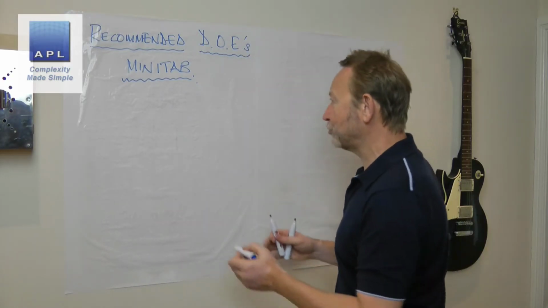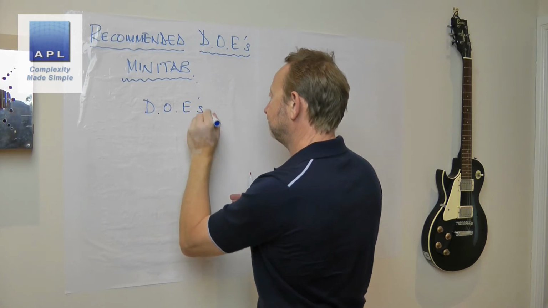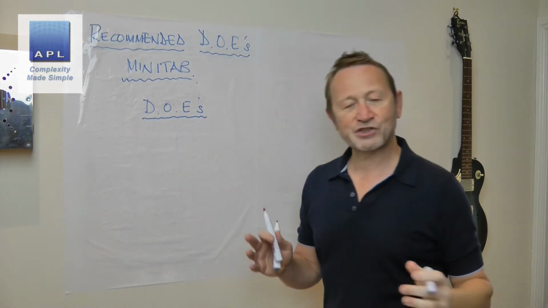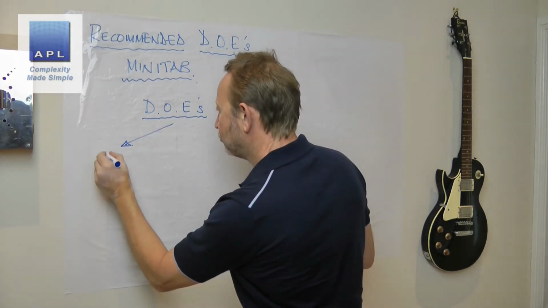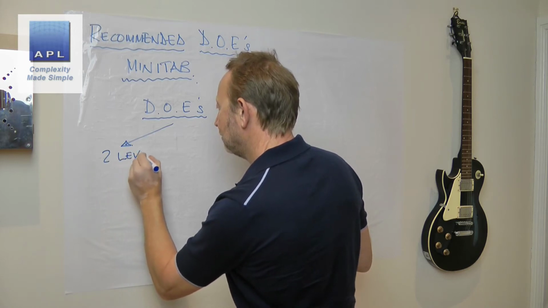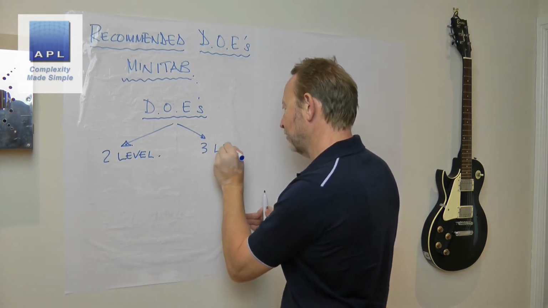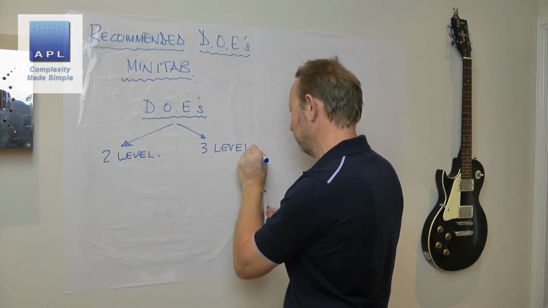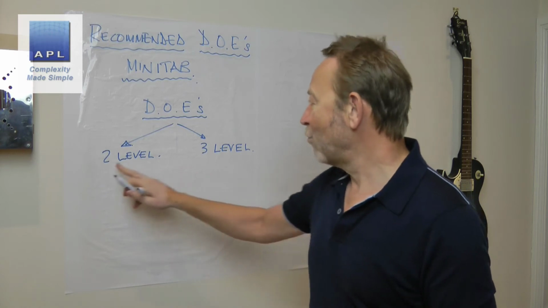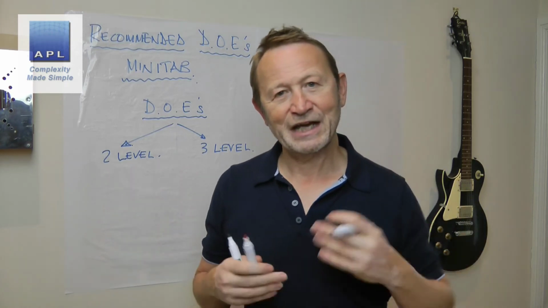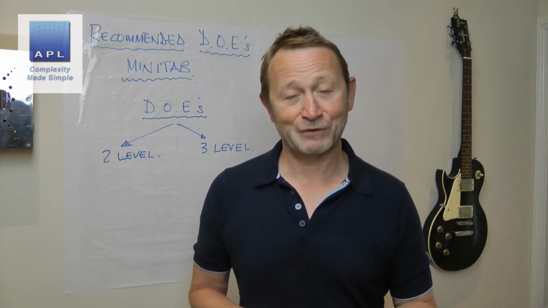So let's start by saying, as far as I'm concerned, you've got DOEs, and pretty simply, I'm just going to talk about 2 types. We're going to talk about 2 level experiments, and we're going to talk about 3 level experiments. Now actually, when I say 3 level, I mean more than 2 levels. It's a catch-all term as far as I'm concerned to mean more than 2 levels effectively.